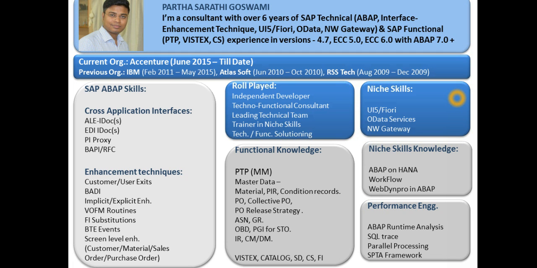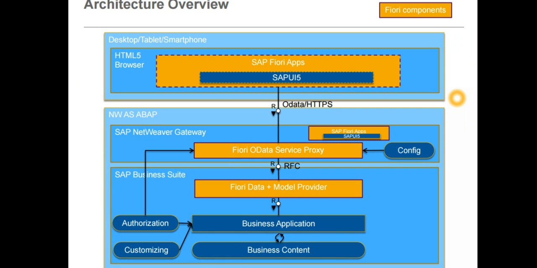Let's move into the end-to-end UI5 application development session. This is an architectural overview of the whole integrated systems. Here you can see we have SAP Business Suite at the very bottom level. On top of it we have SAP NetWeaver Gateway, and at the very top level we have SAP Fiori and the UI5 application.